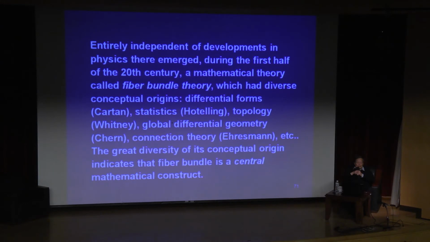Entirely independent of developments in physics, there emerged during the first half of the 20th century a mathematical theory called the fiber bundle theory, which had diverse conceptual origins. Differential forms of Élie Cartan, statistics of Hotelling, topology of Whitney, and so forth, global differential geometry by Chern, connection theory by Ehresmann, et cetera. The great diversity of its mathematical conceptual origin indicates that the fiber bundle is a central mathematical construct.